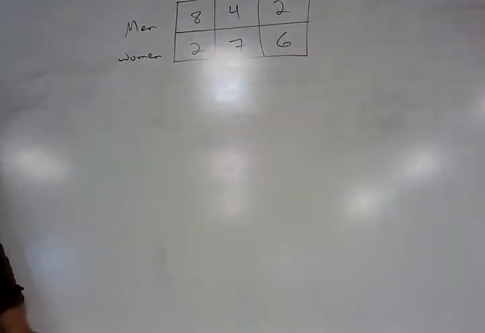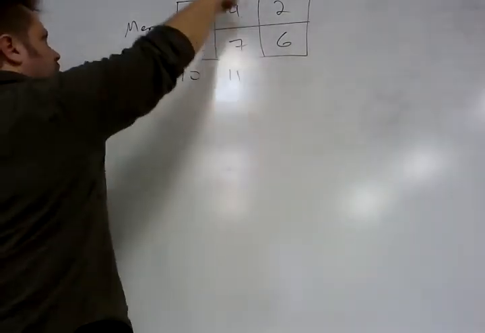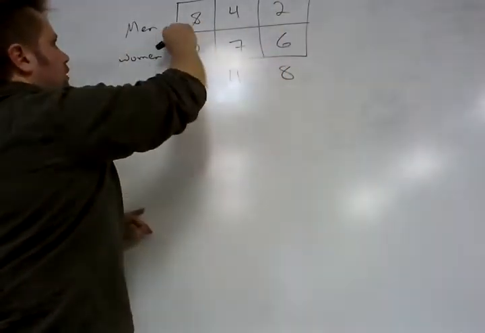So the first thing you want to do with a problem like this, what is the first thing? Even before you look at the questions, I haven't even written any questions down yet. Tally them up. So then you can answer any probability question I give you. So there's 10 total people that said yes, 11 said no, 8 said maybe.